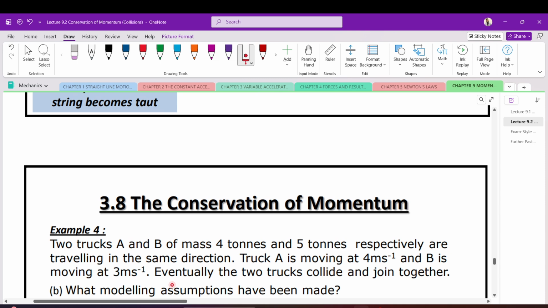What modeling assumptions have been made? Now, when it comes to questions related to momentum, there are some assumptions that we make so that we can simplify our calculations. One of the assumptions is that we are treating the trucks as particles. When we are treating them as particles, that means that we are not taking into account their dimensions. We are considering them to be one single point.